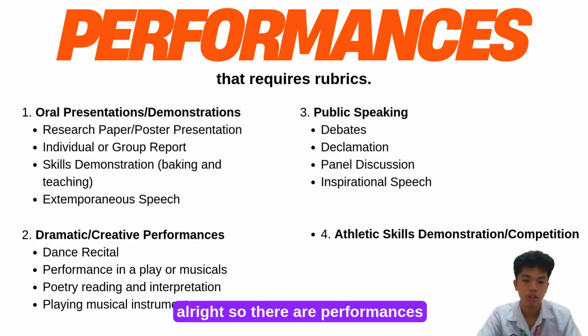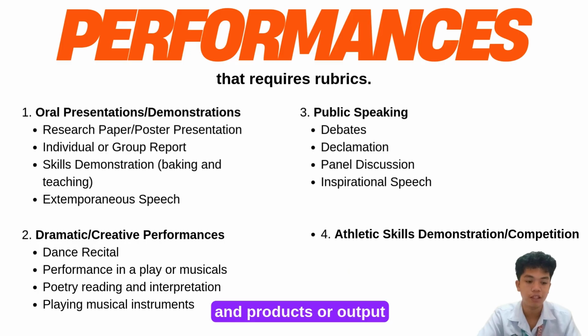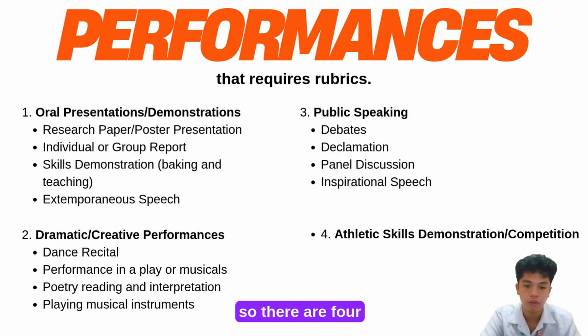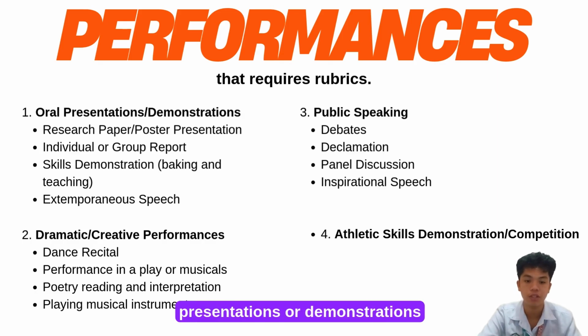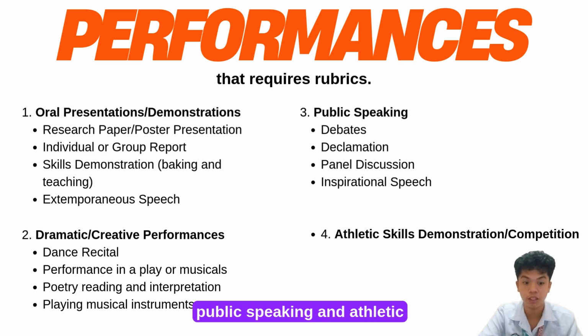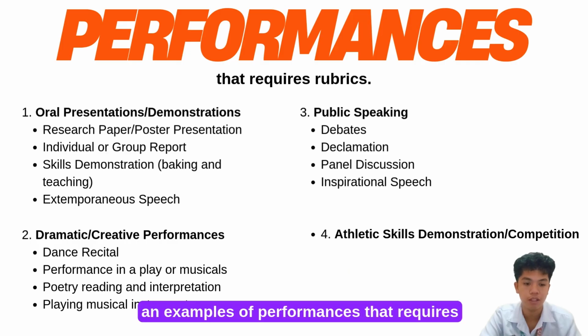Alright, so there are performances and products or outputs that require rubrics. Firstly, we'll discuss performances that require rubrics. So there are four, and these are oral presentations or demonstrations, dramatic creative performances, public speaking, and athletic skills demonstration or competition. So these are just examples of performances that require rubrics.